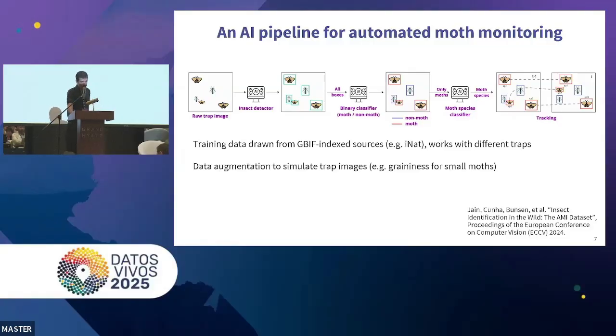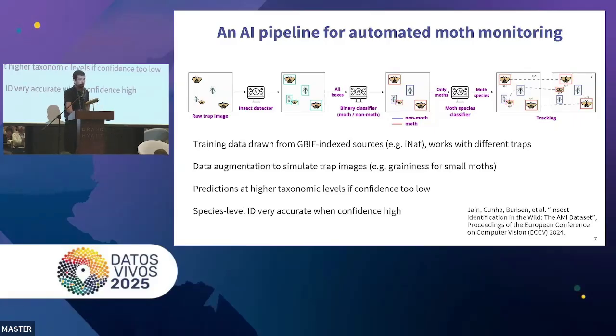Now, we use data augmentation, given that the data is different. It's coming from citizen science, and it's coming from museum collections. It's not going to look exactly the same as camera traps, but that's actually good. The camera traps are generally against a white background. They're often easier images than the images coming in from GBIF. And we can do some data augmentation to account for the graininess of images with small moths. We can predict at higher taxonomic levels if the confidence is too low, and in general, we find that the species level ID is really accurate when the confidence is high. You can find more details on the methods we used and some numbers in that paper. Our algorithms have actually even gotten better since then.